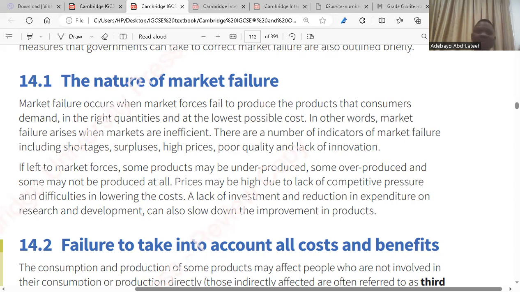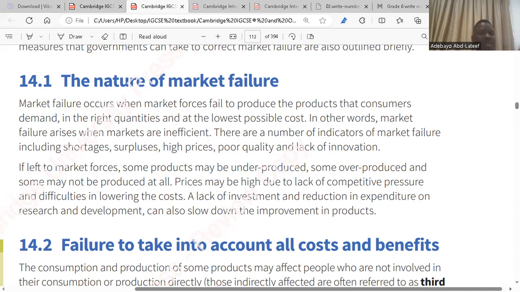Surplus is also a market failure. If supply is more than demand, you are wasting resources. Waste of resources leads to market failure. It's inefficiency. You are supposed to provide the right quantities needed by consumers. Too much, too little, it's a market failure. Do you get what I'm saying here? Yes. Too much provided, too little provided are both market failure.